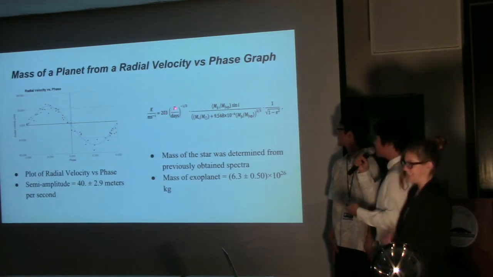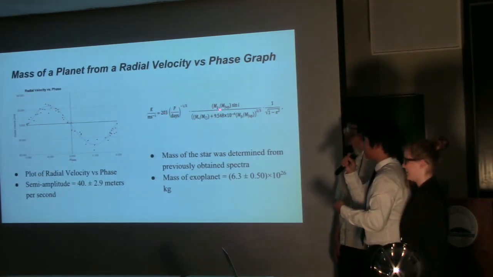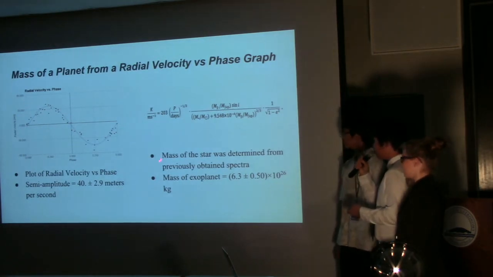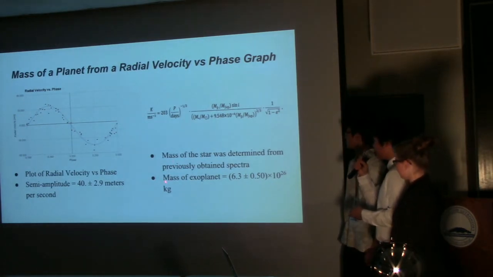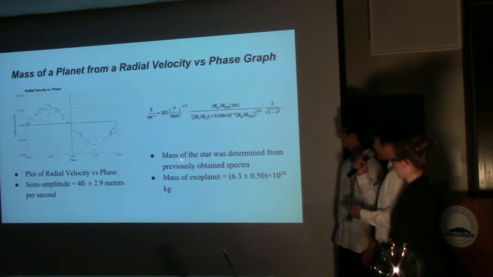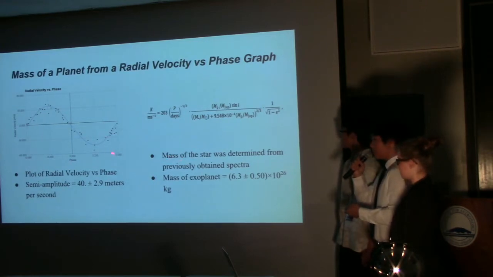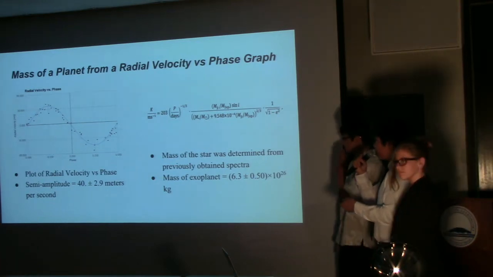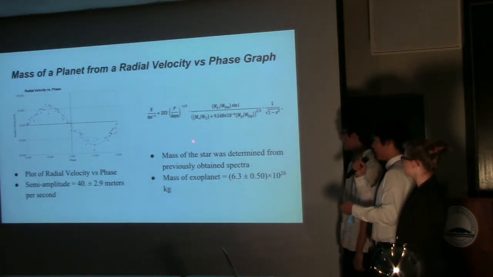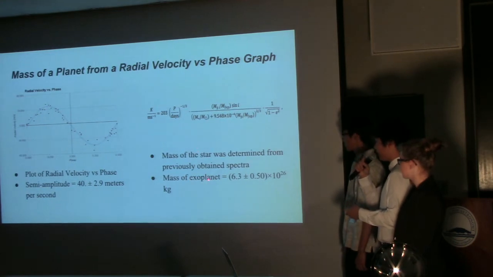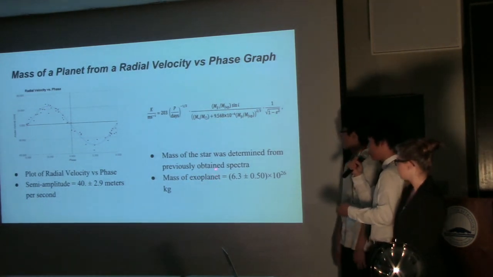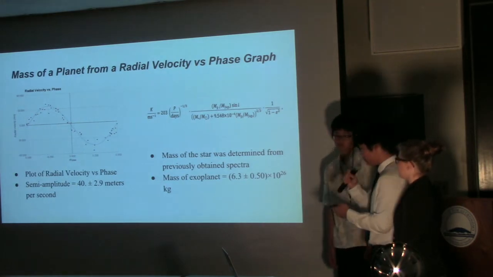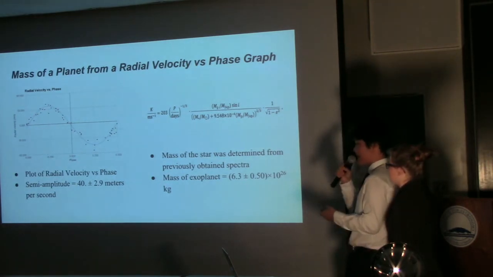And we were able to rearrange this formula to solve for this value here, which is the mass of the planet. So from the mass of the planet, we were able to calculate a ratio, and given the mass of the star, we were able to take the mass of the star and divide it by that ratio to find the mass of the exoplanet. And that mass happened to be 6.3 plus or minus 0.50 times 10 to the 26 kilograms, which is similar to the mass of Saturn.